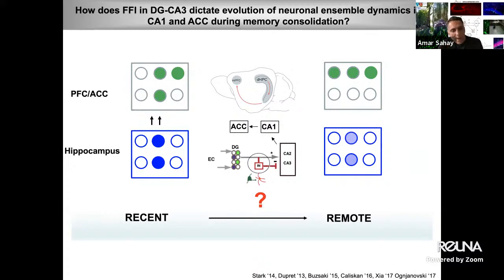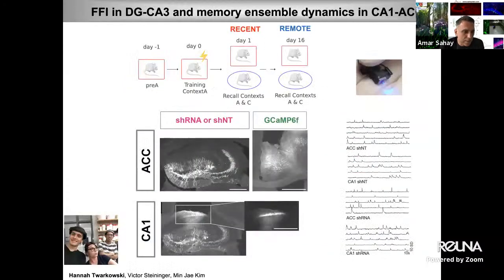And so to get a better handle on how feed-forward inhibition in the dentate gyrus CA3 circuit influences the evolution of these ensembles in hippocampal cortical networks over time, and influences the firing properties, the neural activity of these constituent neurons over time, Hannah Twierkowski, another very talented postdoc in the lab, along with Victor Steininger and Min-Jae Kim, developed, optimized, and implemented a pipeline that allows us to perform in vivo calcium imaging longitudinally in the same animals in CA1 or in ACC, in animals in which we can increase feed-forward inhibition in upstream DG CA3.